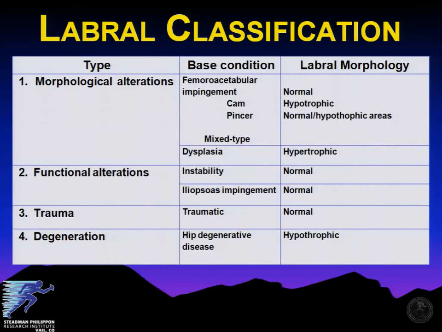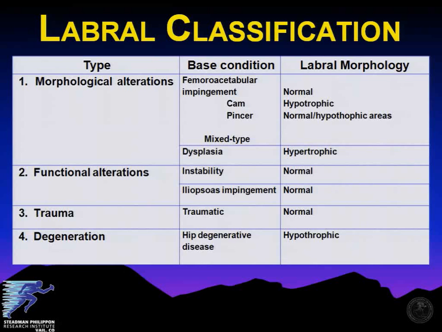Labral classification: I think it's important to understand what kind of labrum tear we're treating. We can divide that into the morphological alteration associated with impingement, cam and pincer. Most of the pathology we see will be a mixed type. We also have to consider the bony morphology, such as dysplasia, because if you have undercoverage, you have to be very careful as far as resecting the labrum or even addressing a dysplastic patient with the arthroscopic approach.